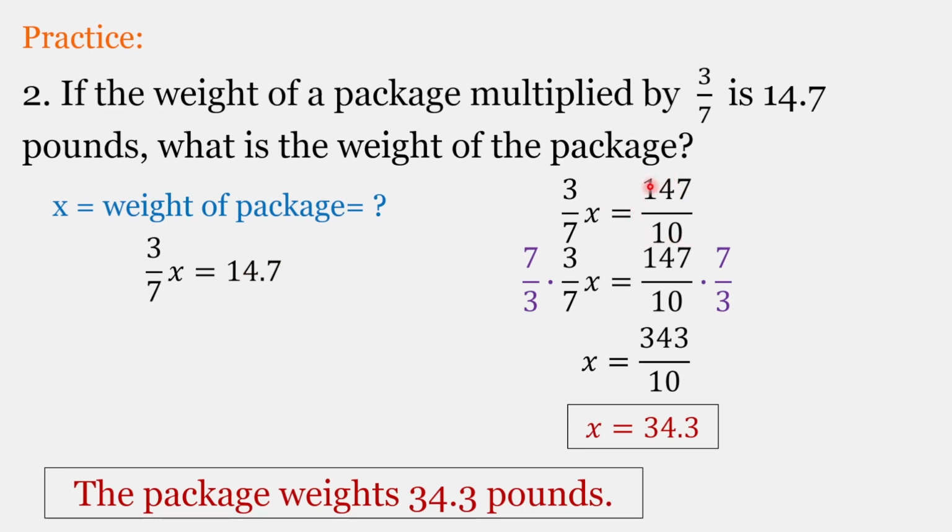Now I converted 14.7 into a fraction. That way we don't have a combination of fractions and decimals in the same equation. So 14.7 is the same as 147 divided by 10. And then to solve the equation, we're going to multiply by the reciprocal. The reciprocal of 3/7 is 7/3. Multiplying both sides by 7/3, we end up with 343 over 10. And then converting this fraction back into a decimal, we end up with x equal to 34.3. So the package weighs 34.3 pounds.